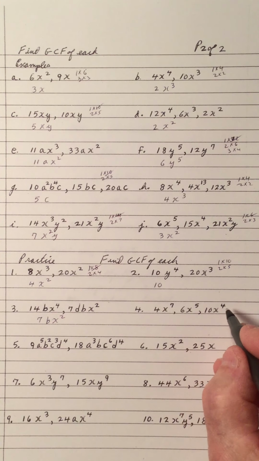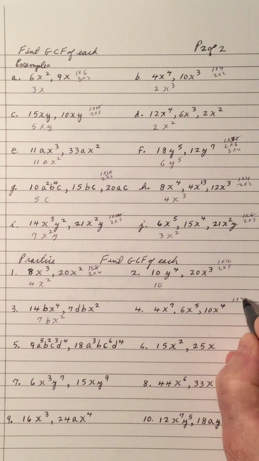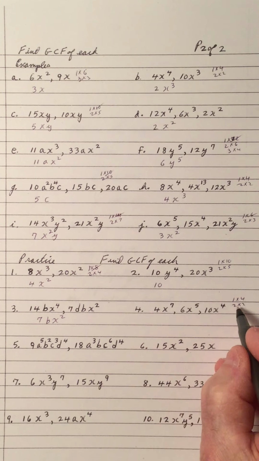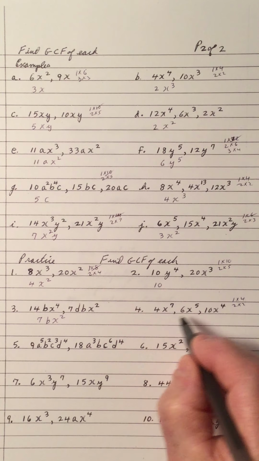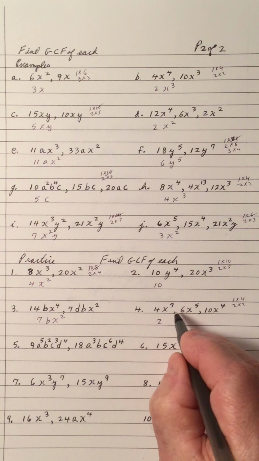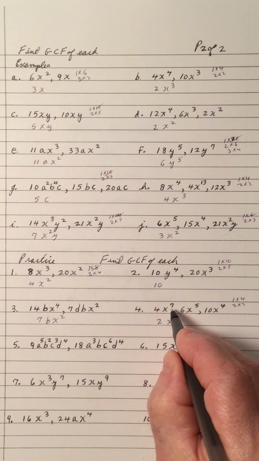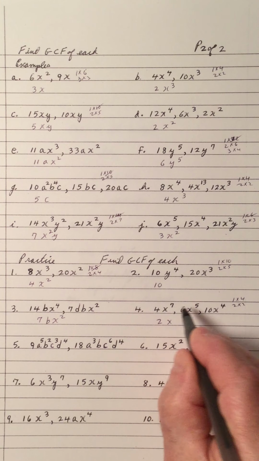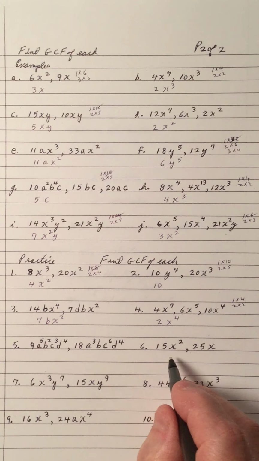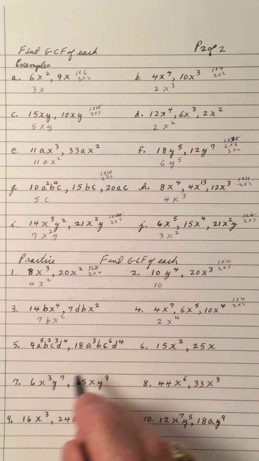Number 4, the smallest number is a 4. 1 times 4, 2 times 2. Is 4 a factor of 6? No. Is 2 a factor of 6? Yes. Is 2 a factor of 10? Yes. So 2 is the numerical GCF. X is common? Yes. Smallest exponent, 7, 5, 4. 4 is my answer. So 2x to the 4th is the GCF of these three.